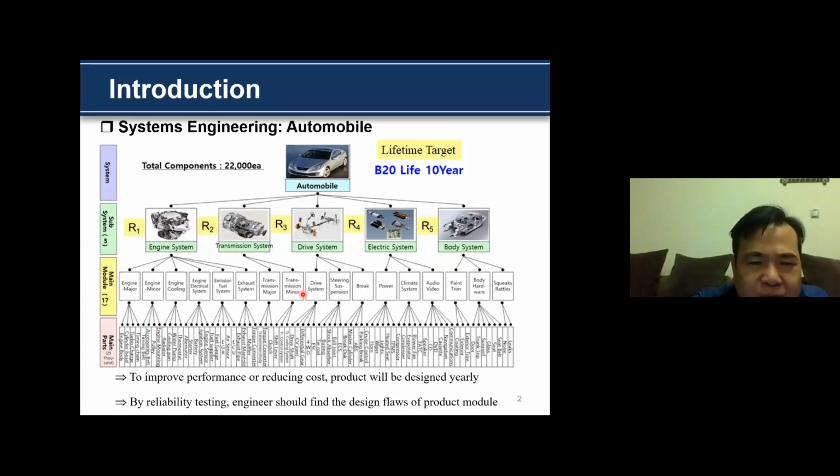This is an automobile. The automobile consists of multiple modules: the engine, transmission, driver, and electric system. The total components are 20,000 pieces. The life target is 10 years. To improve performance at reduced cost, the product is redesigned every year. Through reliability testing, engineers should find the design faults in the product and the module.